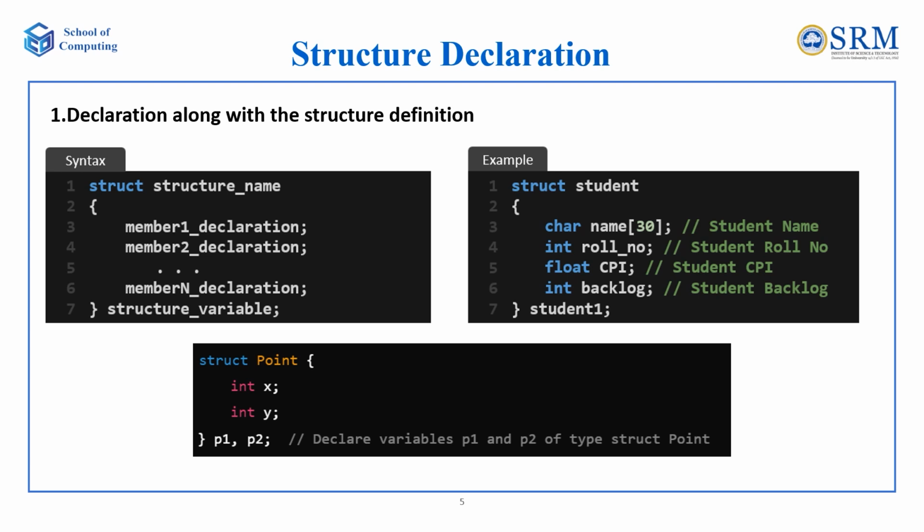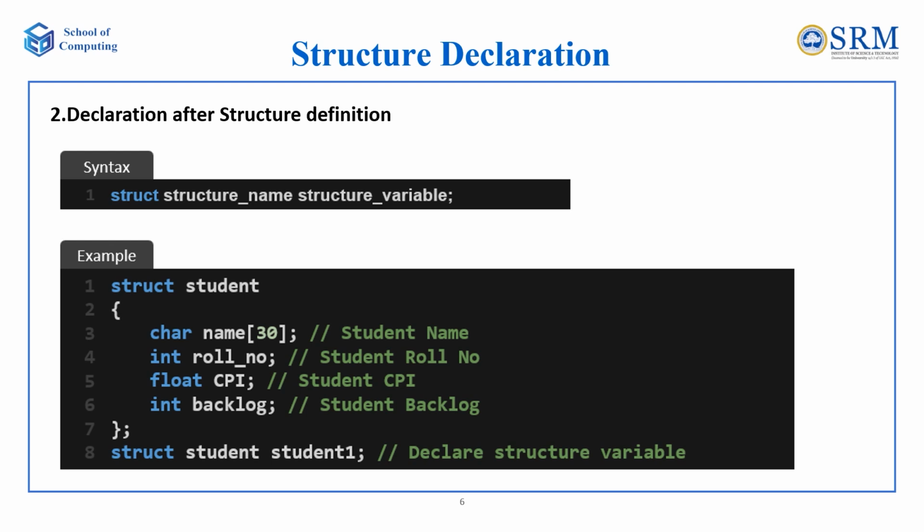So say that we take an example here. Student is the structure which we have created, and it holds the structure members, say name, roll number, CPI, and backlog. And the structure variable is student1, which we have created along with the structure definition. And we can even define more than one structure variable, say P1, P2, in the structure definition part.